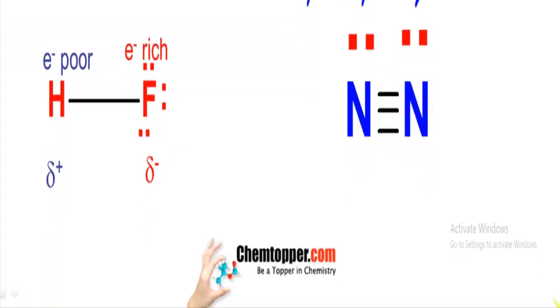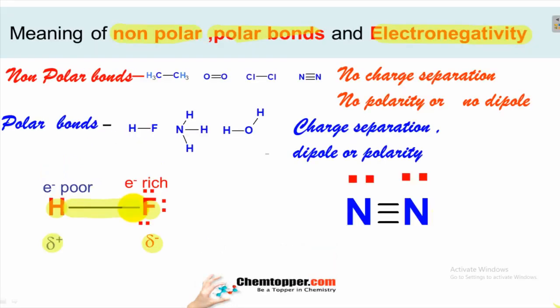Okay, let's try some more examples. Hydrogen fluoride molecule and nitrogen molecule. In hydrogen fluoride, hydrogen and fluorine are atoms of different elements, hence there is a charge separation. There is a polarity, there is a dipole, and hence hydrogen fluoride molecule is a polar molecule with a polar bond. In nitrogen molecule, both the nitrogen atoms are identical. Hence, there is no charge separation and the nitrogen-nitrogen bond is completely a non-polar bond.